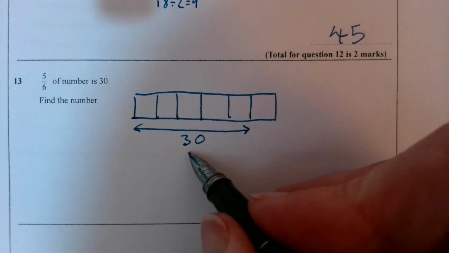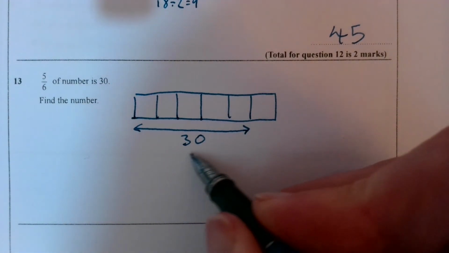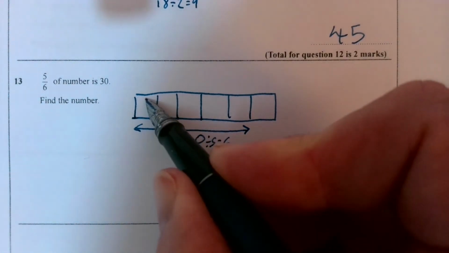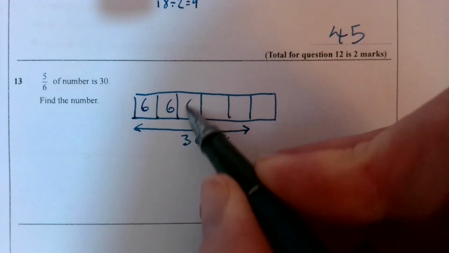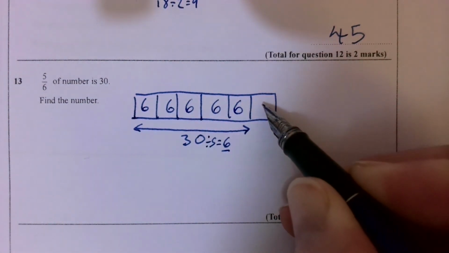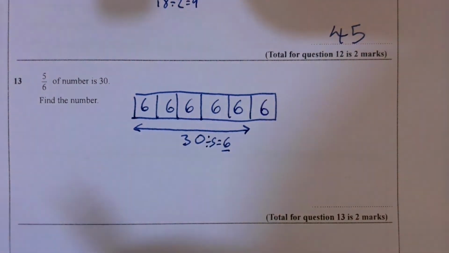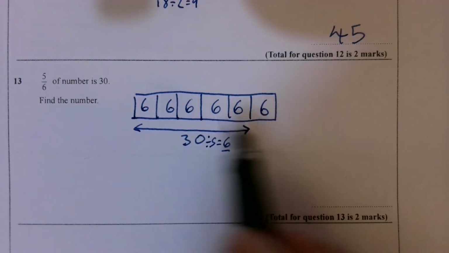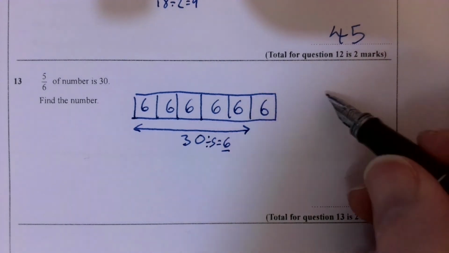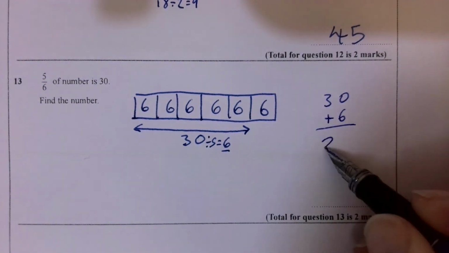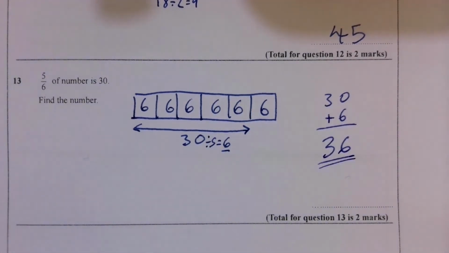So if I do 30 divided by 5, that gives me 6. We must have 6 in each part, but also in the 1/6 that we didn't have. So the original number must be all of these 6's. So we had 30, one more 6 on top of it. 30 plus 6 makes 36.